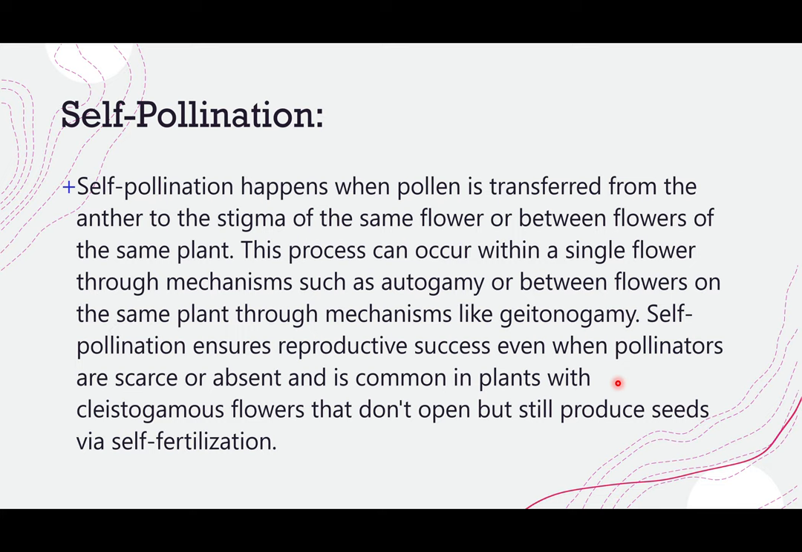So just have a definition of it. So autogamy, geitonogamy rather, and cleistogamy. I want us to define those three. They need to be defined, all right? So cleistogamous flowers don't open but still produce seeds via self-fertilization. So we're looking at self-pollination here.